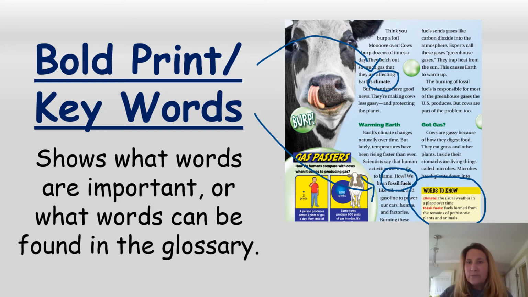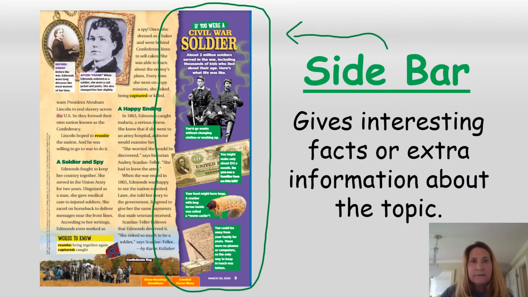Bold print or keywords. Okay, so you'd see here the bold, I have the bold words circled, and then words to know. So here you'll see the definitions of those words. They show what words are important or what words can be found in the glossary. You won't find a glossary in Scholastic News. Right? A sidebar gives interesting facts or extra information about the topic. So information that's not going to be in the text, but it's in addition to more interesting things.